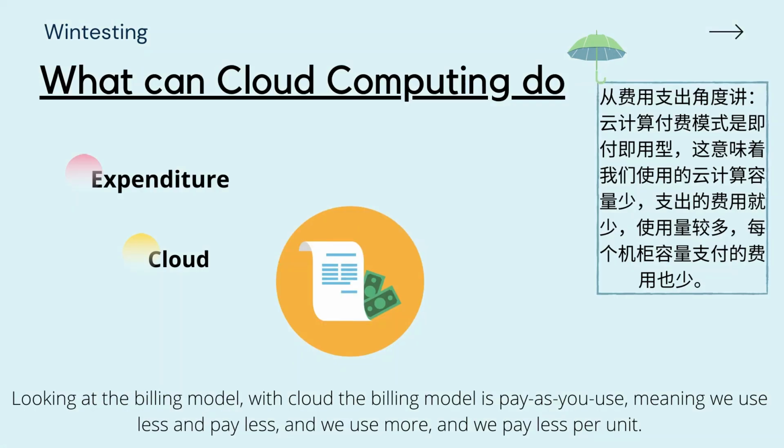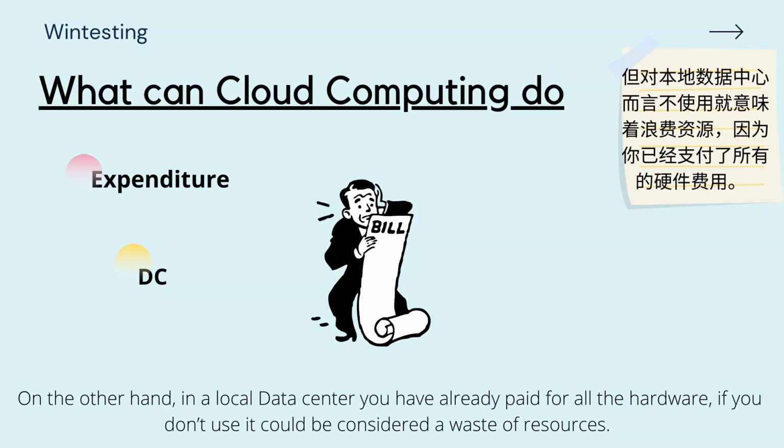Looking at the billing model, with cloud, the billing model is pay as you use, meaning we use less and pay less, and we use more and we pay less per unit. On the other hand, in a local data center, you have already paid for all the hardware. If you don't use it, it could be considered a waste of resources.